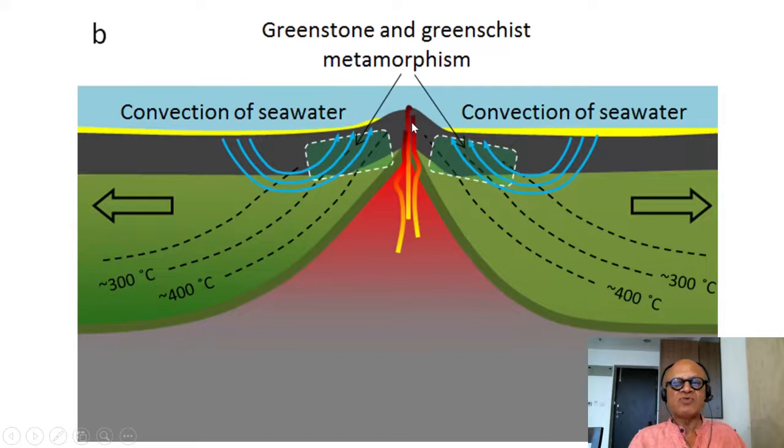At the mid-ocean ridge, you have the ocean crust forming and spreading out, and you can see the temperatures are very high, so you're going to have convection of seawater happening and metamorphism. So that's called greenstone and green schist metamorphism. But we already talked about MORB degassing, or mid-ocean ridge basalt degassing as well. All these kinds of degassing are sources of CO2, and in the next podcast we will look at the sinks.